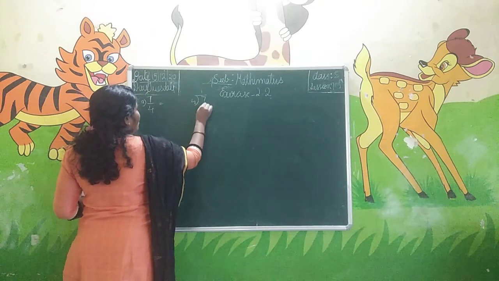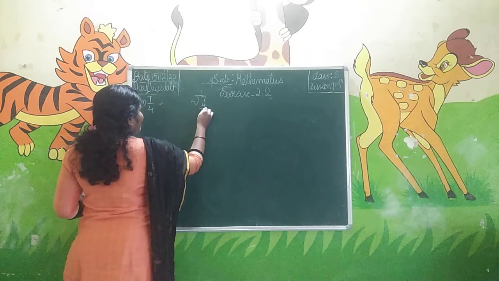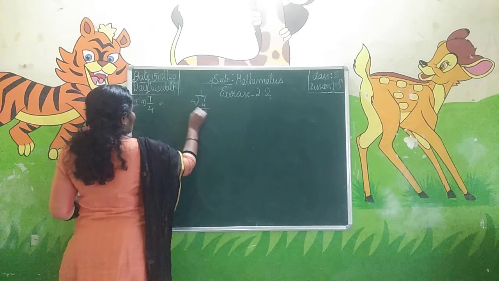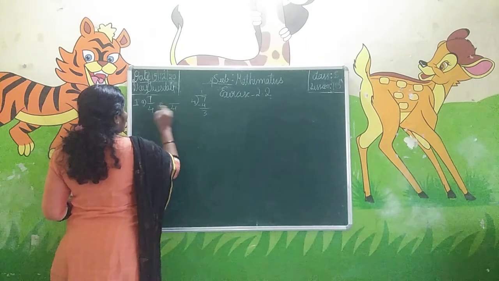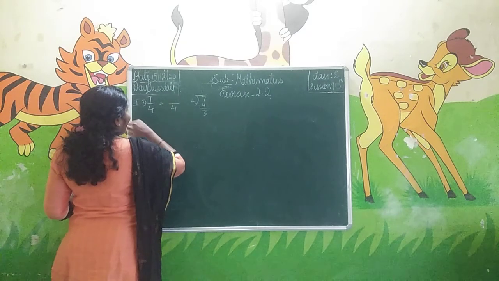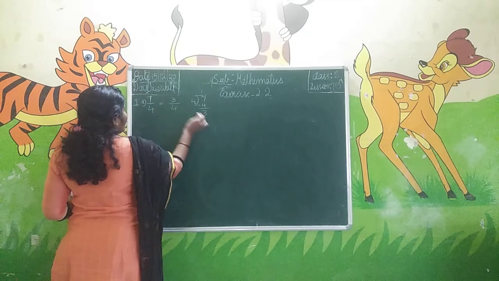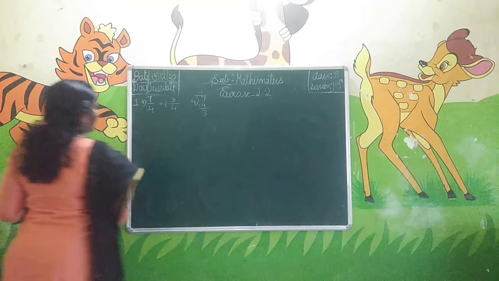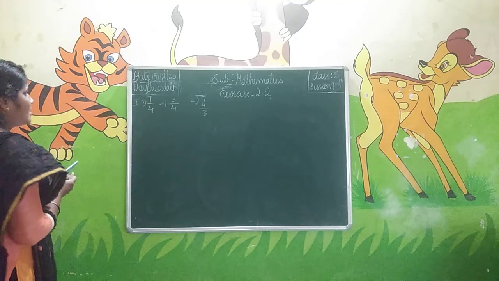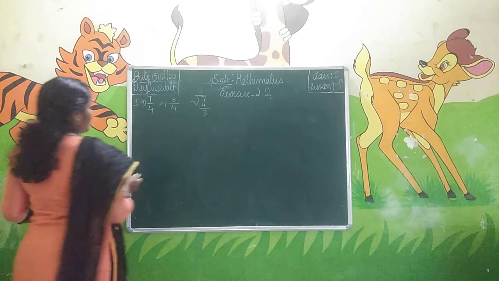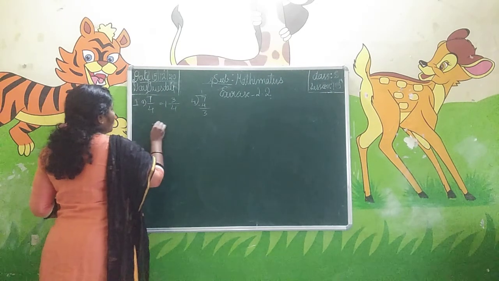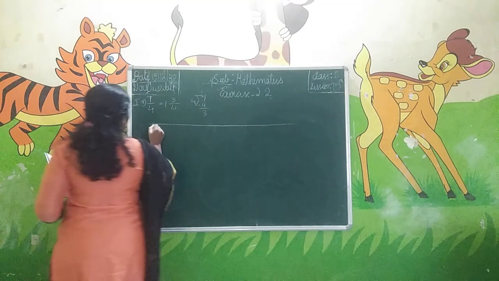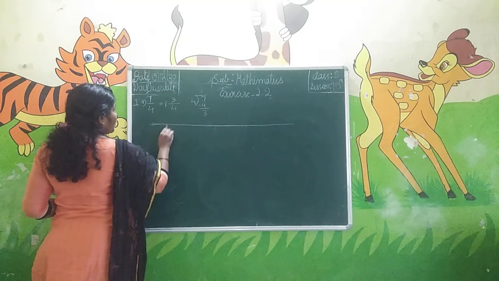4 ones are 4. Then 7 minus 4 is how much? 3. Okay, 3 is the remainder. 3 is the numerator and 1 is the whole number. So 1 3 by 4. Now we can represent this on the number line. First you have to start with the 0.